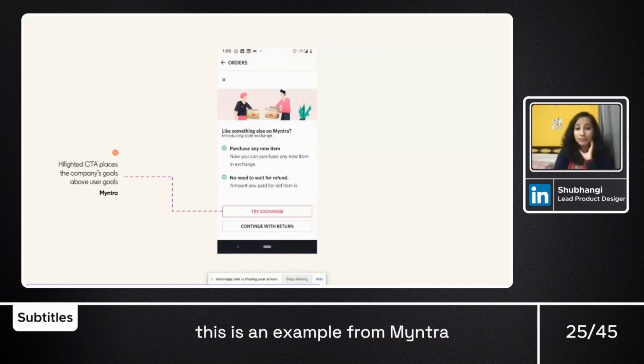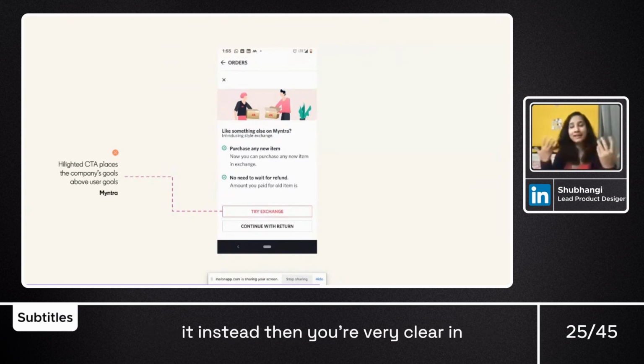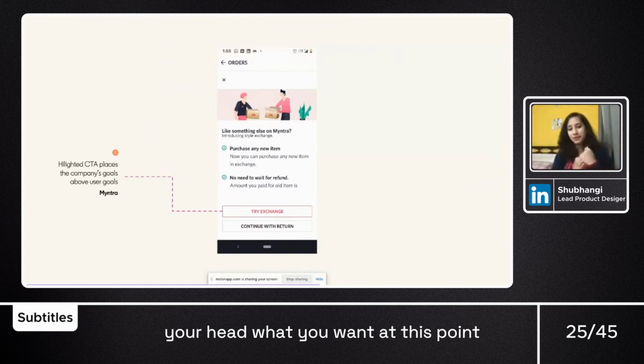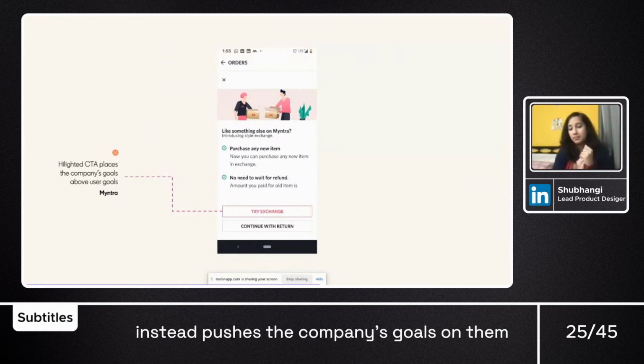This is an example from Myntra, where if you've purchased something and you actually try to return it, it keeps prompting you to try to exchange it instead, when you're very clear in your head what you want at this point. So it also highlights that CTA and does not respect the user's goals, instead pushes the company's goals on you.